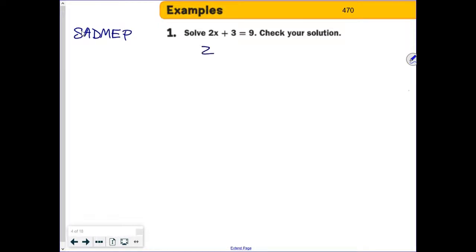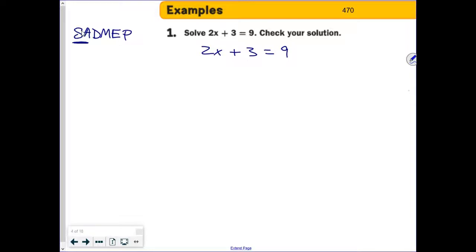It says solve 2x plus 3 equals 9. We know that we would do multiplication before we do addition if we were doing the order of operations. But when we are solving equations, we want to do the opposite of what we see and in the opposite order of what we would normally do. So we would want to take care of anything that has to do with addition or subtraction first.